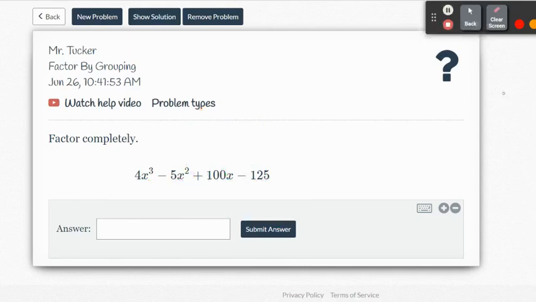All right, we're going to factor by grouping. To factor by grouping, it's a couple-phase process, but the first phase is you always cut your problem in half and you look for a left-hand GCF and you look for a right-hand GCF.